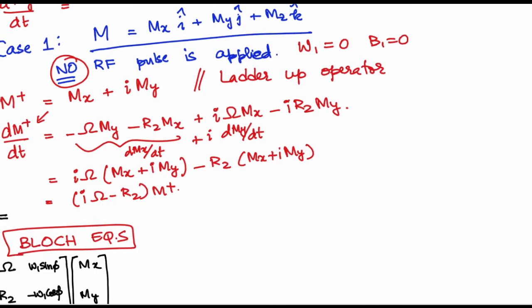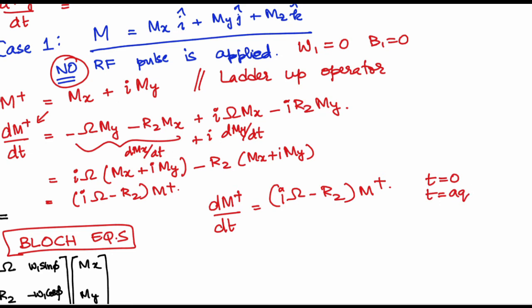This is not a surprising equation for you because you've already seen it. dm over dt goes as a function of how much ever m is present. Since it's transverse magnetization, how much ever is present, you're going to have that being modulated. When you integrate it such that your t goes from 0 to t, the acquisition time, for the sake of simplicity, I'm going to say you integrate between 0 and t. You're going to have dm plus over m plus equal to (i omega minus r2) times dt.